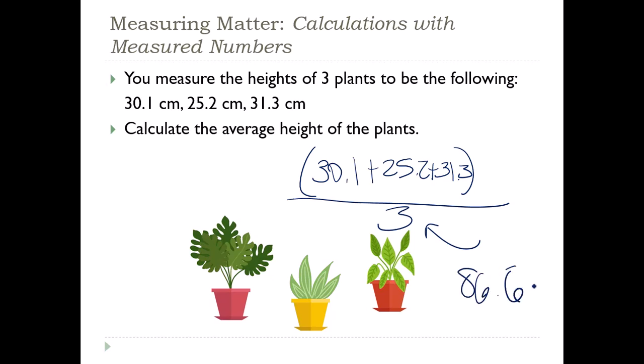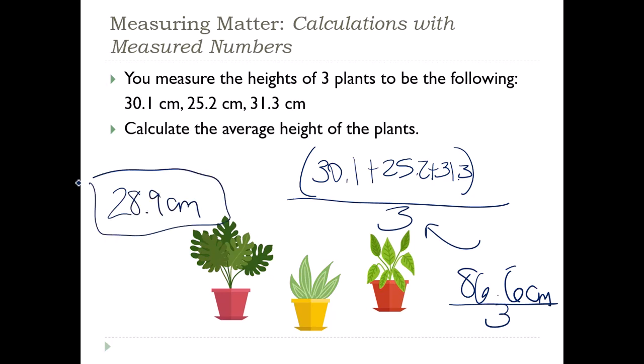And so centimeters divided by 3. So my answer should have 3 sig figs, not just 1. So 28.9 cm was the average.